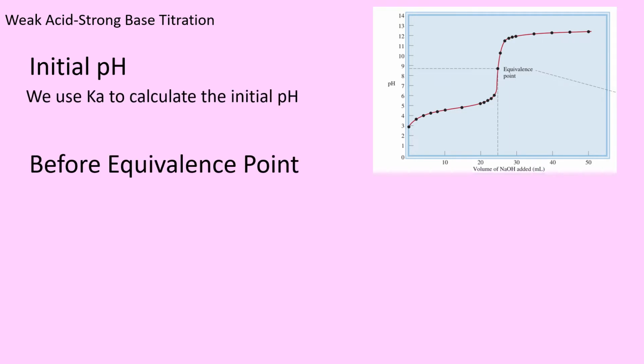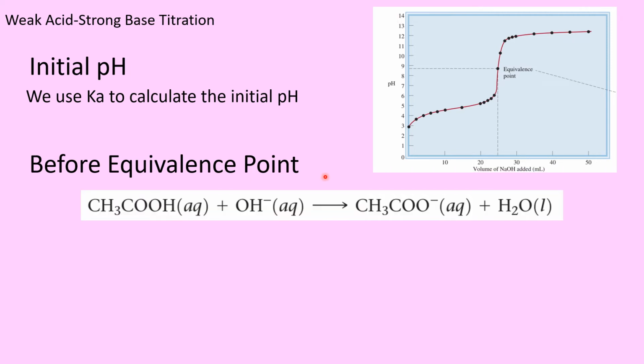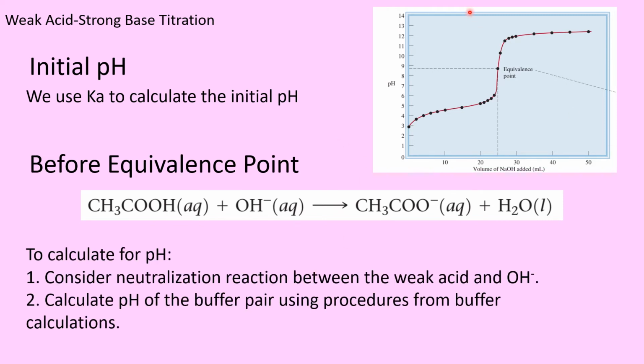Okay. Now, before the equivalence point, when the acid reacts with the titrant, its conjugate base is being formed. So for acetic acid, we have the following reaction. Here, you can see the solution now contains a mixture of acetic acid and acetate ion. And so calculating the pH in this region involves two steps. The first step is we will be considering the neutralization reaction between acetic acid and the strong base, or the hydroxide ion, to determine the concentration of acetic acid and the acetate ion. And then after that, we will be calculating the pH of this buffer pair using procedures that we have discussed in buffer calculations.